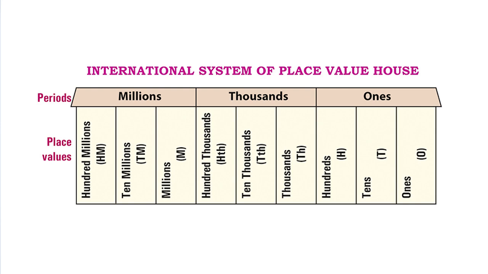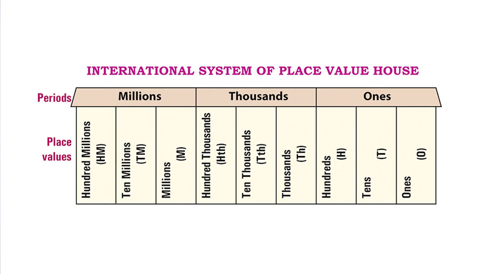Let's look at the international system place value house. This is how it looks. Can you see the difference? We have ones, tens, hundreds, thousands, 10,000s, and then we have the 100,000s, million, 10 million and 100 million.